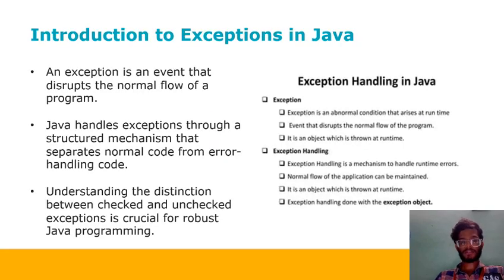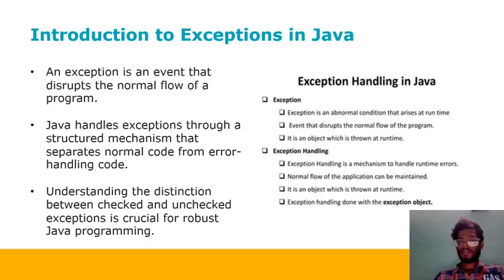So introduction to exceptions in Java. An exception is an event that disrupts the normal flow of a program. Java handles exceptions through a structured mechanism that separates normal code from error handling code. Understanding the distinction between checked and unchecked exceptions is crucial for robust Java programming.